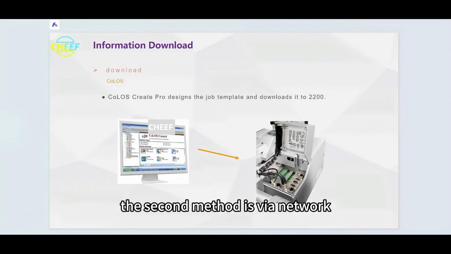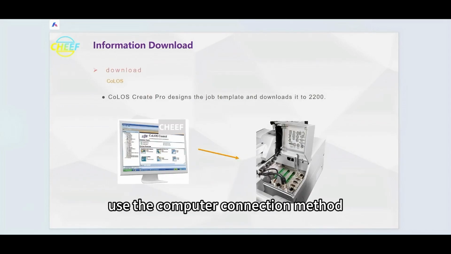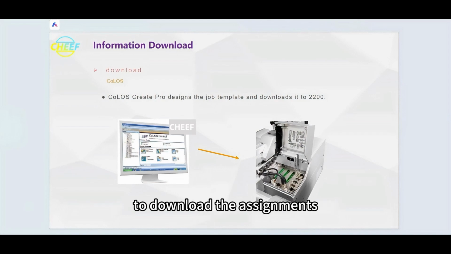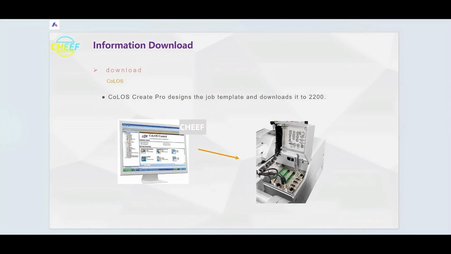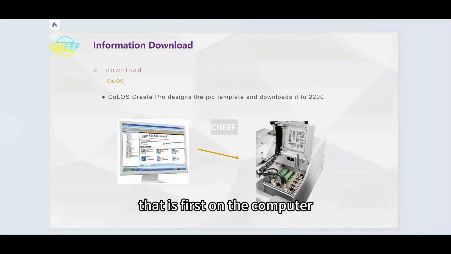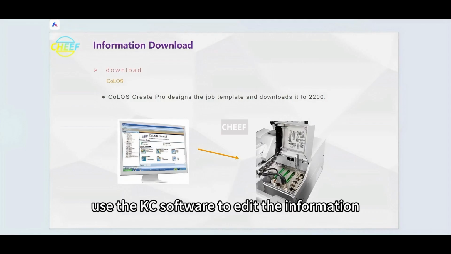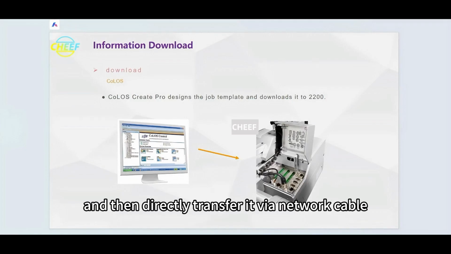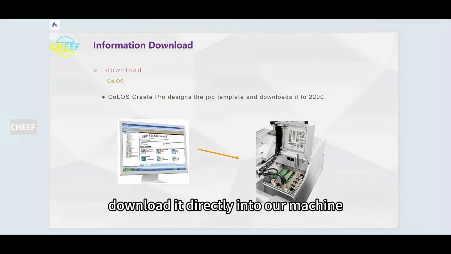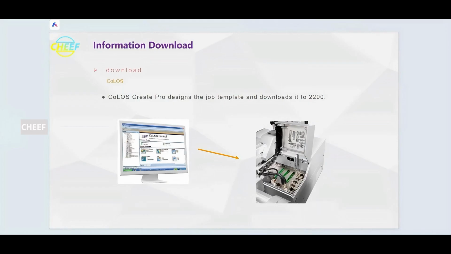The second method is via network. Use the computer connection method to download the assignments. So that is, first on the computer. Use the KC software to edit the information and then directly transfer it via network cable. Download it directly into our machine.